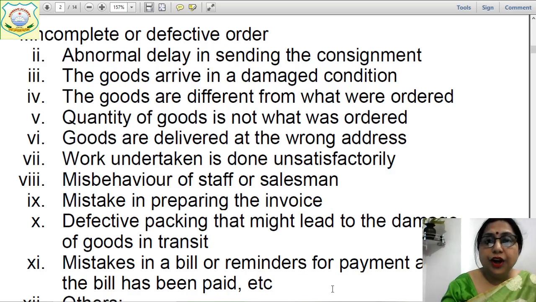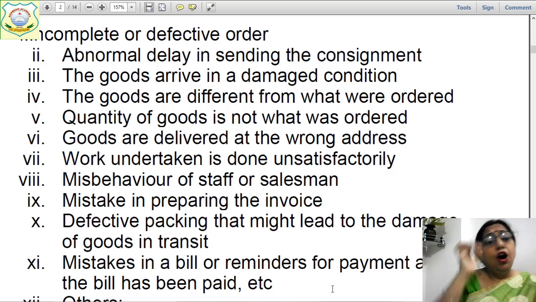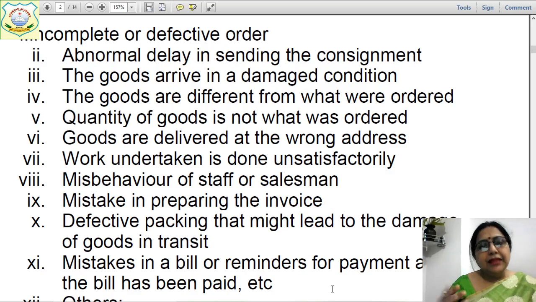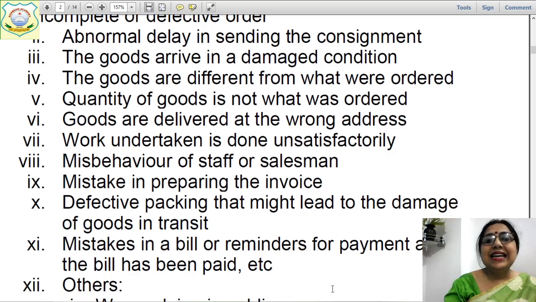Incomplete or defective order. Order means placing an order, you remember? Children, you have already done a letter of placing an order. If the order you have given for your items is incomplete, or they have given you some defective items, then you write a complaint letter. Now, abnormal delay in sending the consignment. They say they'll give it within 15 days and it is 1 month, they're not giving it. We write a complaint letter, right?